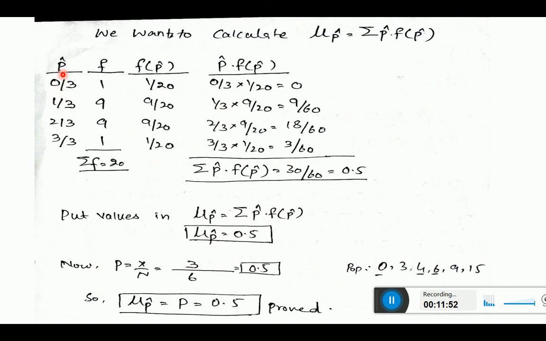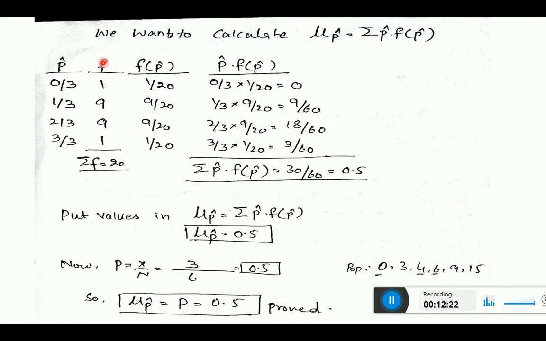Write down: first draw the column of p cap. Write down the least value, the minimum value, and move up to the greatest value. Now look here, I'm going to calculate mu of p cap. First I need p cap, which I have already calculated. Now I need f of p cap, so I need the frequency.